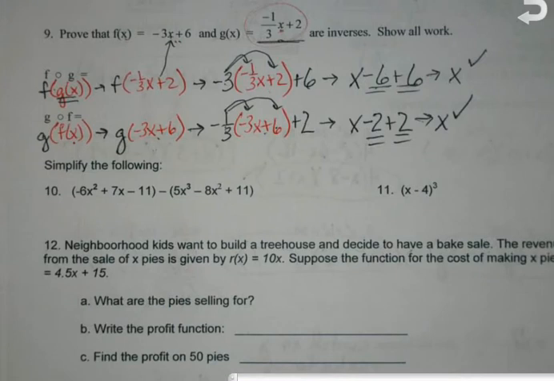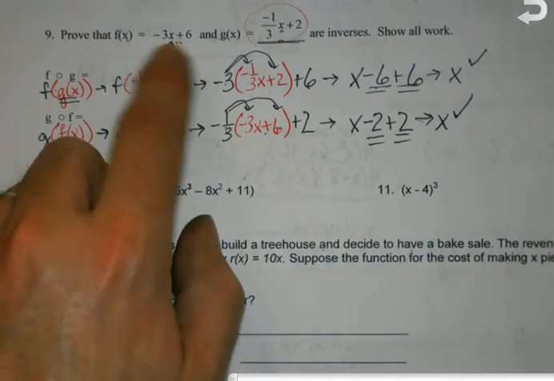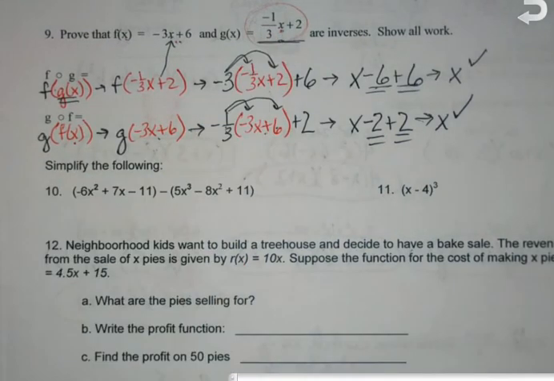Remember though, you also can show that they're inverses by just doing the inverse of this and seeing if you get g of x back. Okay, that's an option, because we've done it that way in the homework too. So either one of those will work for me. Okay? And then the rest of this basically is going to go into some review type mode.